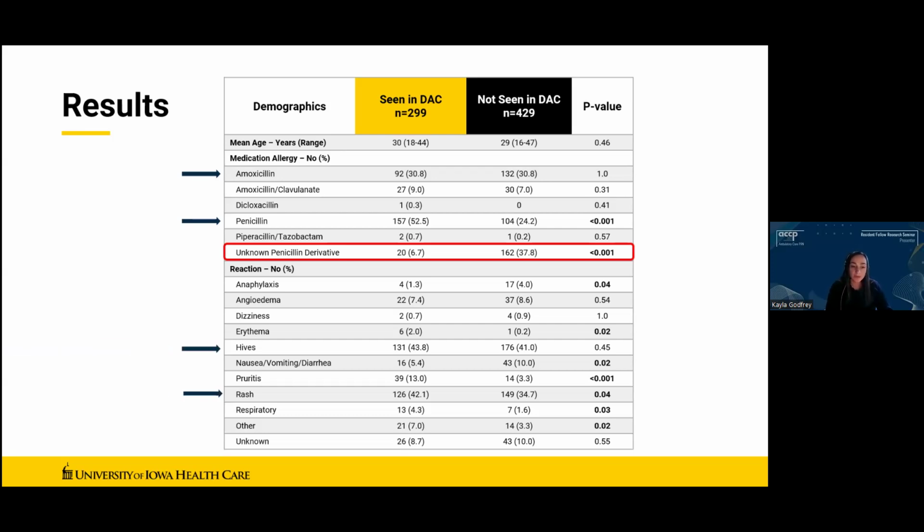As far as the most common reaction, we saw the most hives and rash. And I also want to point out anaphylaxis here. It appears that 4 that were seen in clinic had supposed anaphylaxis and 17 in the not seen in clinic group. This just leans back on that same theory where we're just going off of EMR reported allergies, and oftentimes these are not accurate. We saw that frequently in those that were seen in drug allergy clinic where their label was actually different than what we determined once we were able to get a history and discussion with the patient.